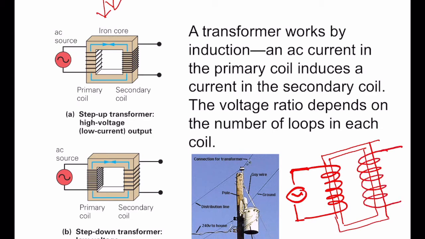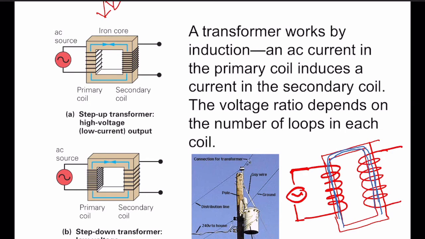What is the purpose of this piece of metal? It just guides the magnetic field lines. So I'll just draw a few magnetic field lines here. It just guides the magnetic field lines and makes sure that they pass through the secondary solenoid. Without the piece of metal, some of the magnetic field lines would not pass through the secondary solenoid. So this metal, which is also called the core, makes sure that most of the magnetic field lines of the primary solenoid also pass through the secondary solenoid.